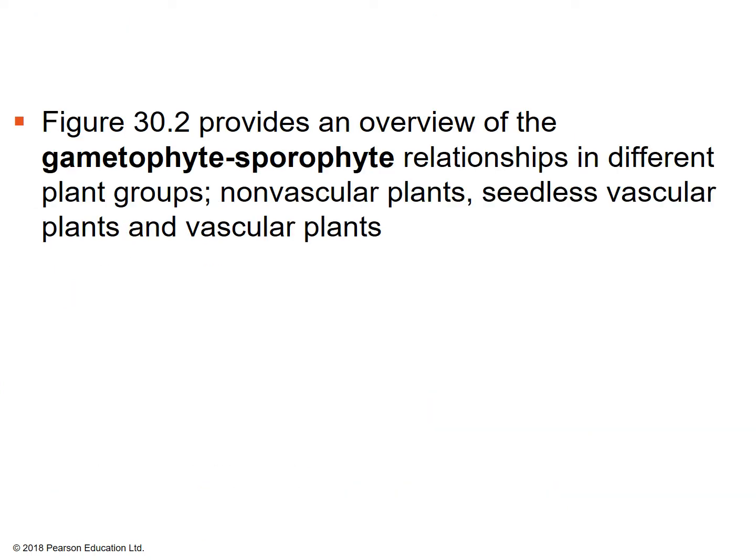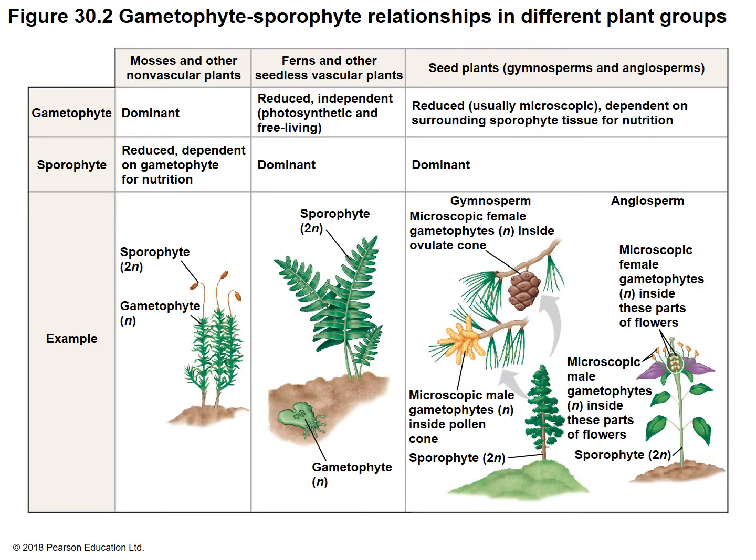The following figure provides an overview of the gametophyte-sporophyte relationships in different plant groups, like non-vascular plants, the bryophytes, seedless vascular plants, and vascular plants, with the two divisions, gymnosperms and angiosperms. Plant life cycles alternate between two generations of distinct multicellular organisms: the haploid multicellular gametophyte, gamete-producing phase, and a diploid multicellular sporophyte, spore-producing phase. Each generation gives rise to the other, a process called, as you know, the alternation of generations.